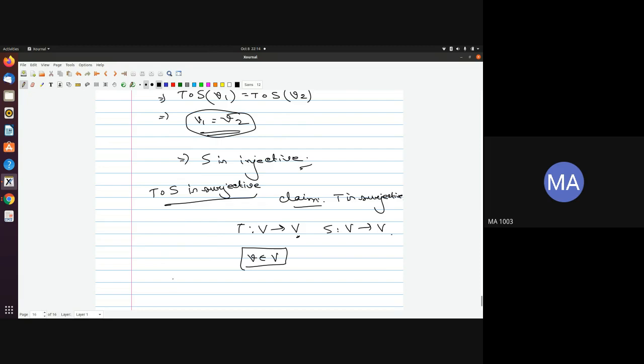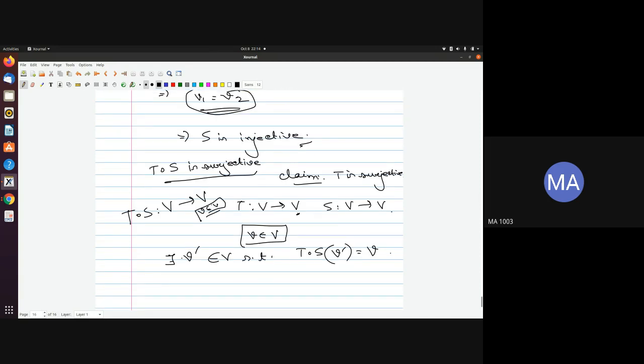T compose S is surjective. What does it mean? There exists some V prime inside V such that it has a pre-image, V has a pre-image. Because T compose S is also from V to V. So I'm taking V from here. So T compose S of V prime is V. Is it clear to everyone?